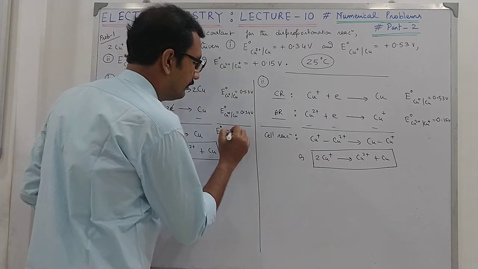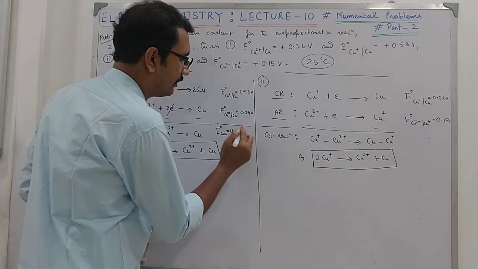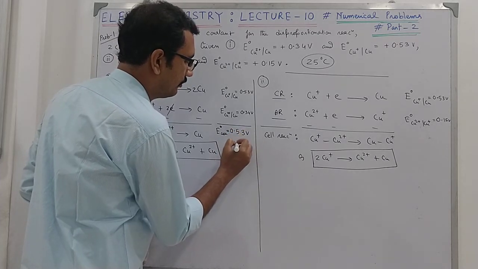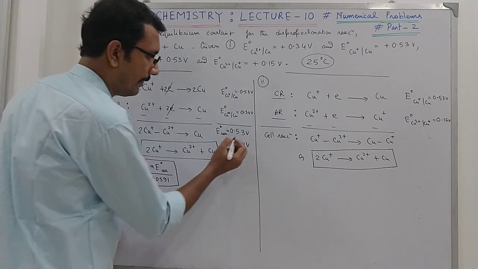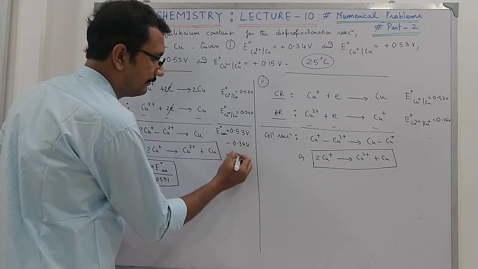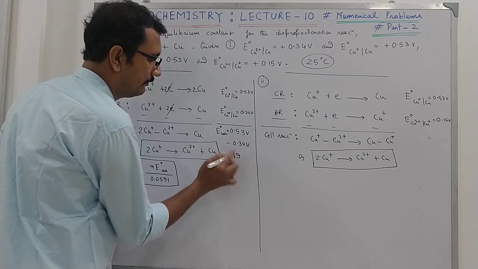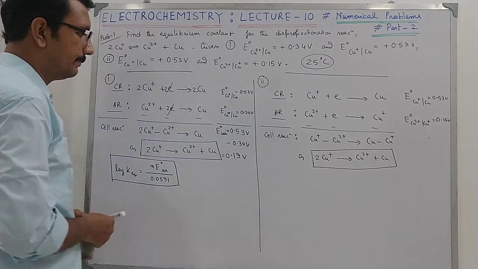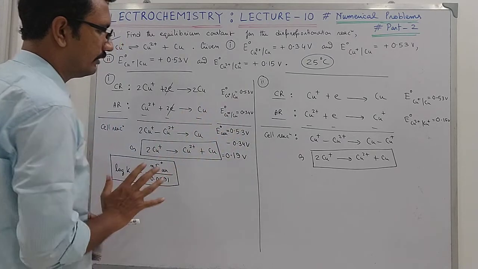So it is 0.53 volt minus 0.34 volt. So it will be 0.19 volt. Please check it.